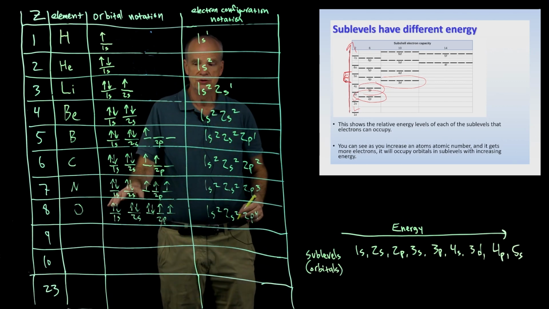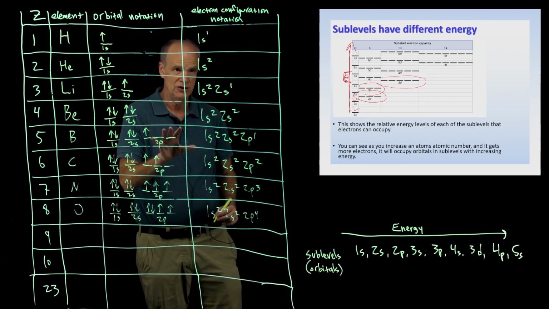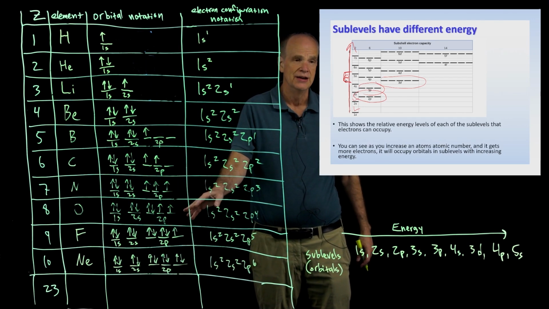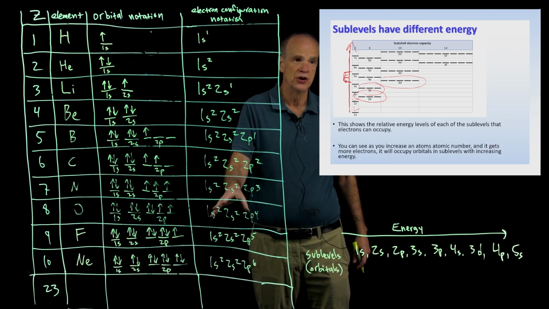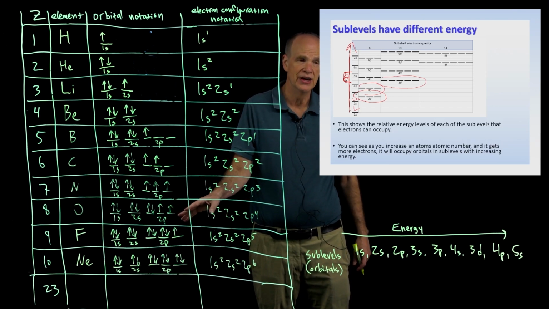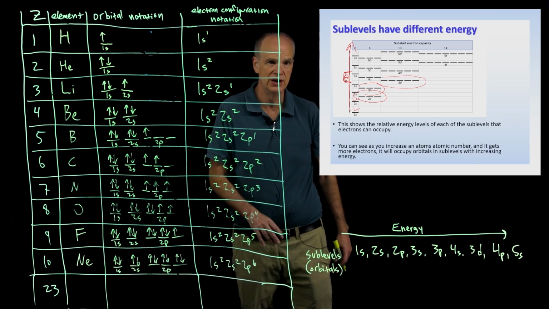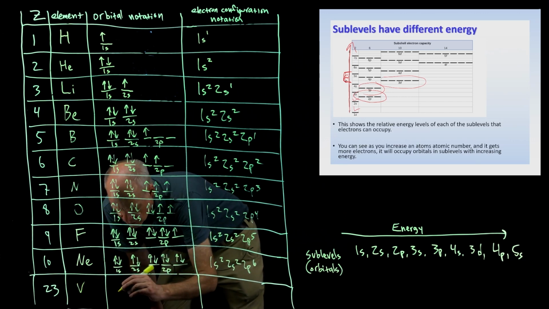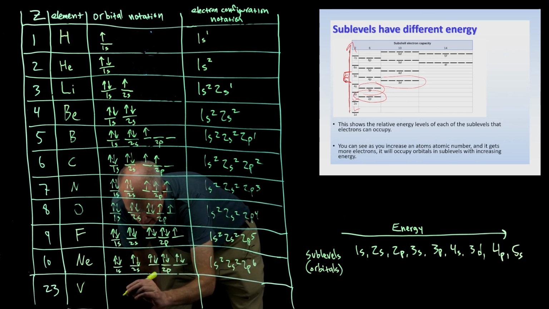Okay, so I'm going to fill out 9 and 10, and then I'll get back with you. I have written out the configurations for fluorine and neon. I suggest that you try those on your own and see what you get. I'm going to do one more configuration, that for atomic number 23, which is vanadium. Let me do that really fast. So this is vanadium, which has 23 electrons, a lot of electrons.